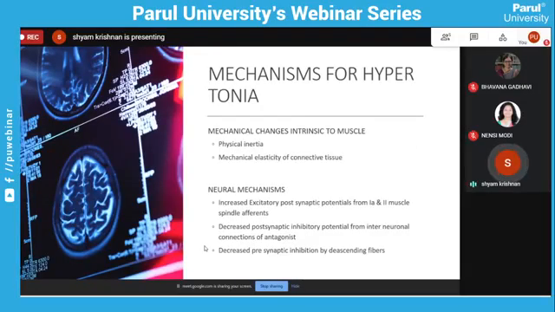So what are the mechanisms for hypertonia? We already said that there are mechanical changes which are intrinsic to the muscle. Imagine you are going to a stroke patient and you are trying to do a lower limb flexion. You are holding at the foot, you are holding at the knee and trying to flex. The resistance to that movement will be offered by mechanical factors intrinsic to the muscle.